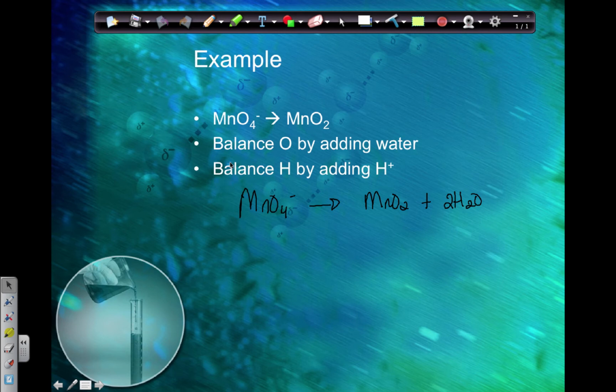And now I need to deal with the hydrogens because now I've added hydrogen to the mix. So I've got 4 hydrogens on this side. So I need 4 on this side, so I'm going to add 4 H pluses. So at this point, I need to look at adding hydroxide.